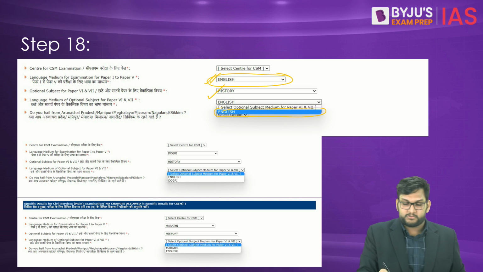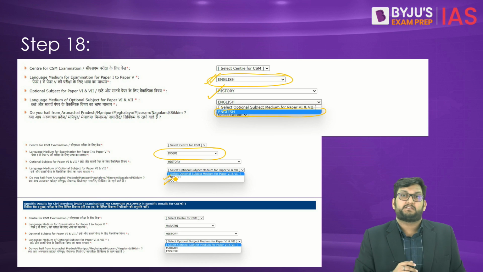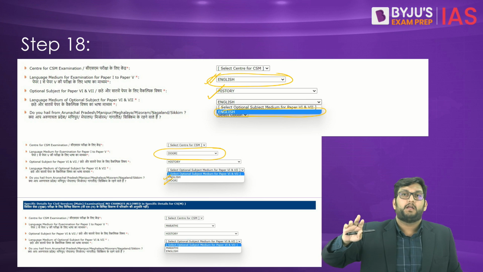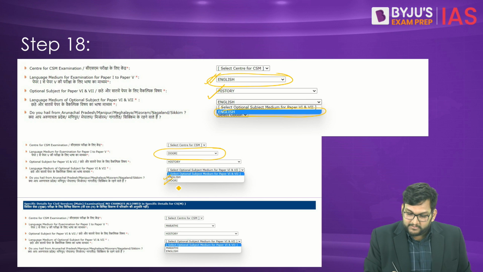However, you chose that I want to give the examination in Dogri. So it will give you 2 options. Do you want to write the GS paper 1 to 4 in Dogri? However, your optional is in English, but now there will be another option.